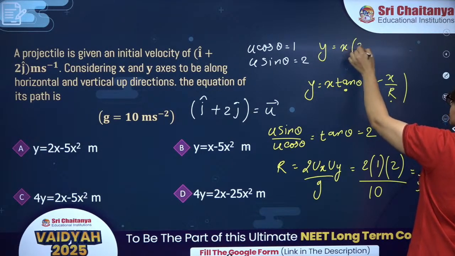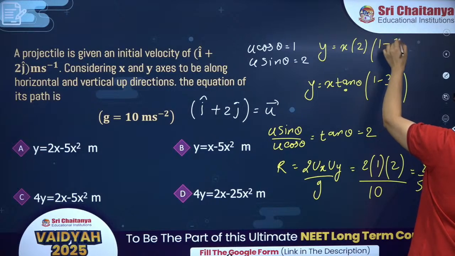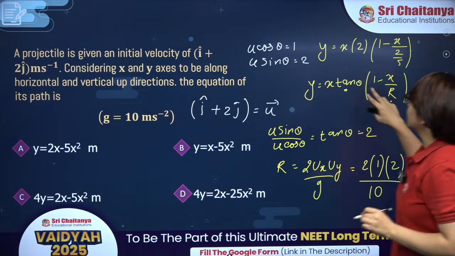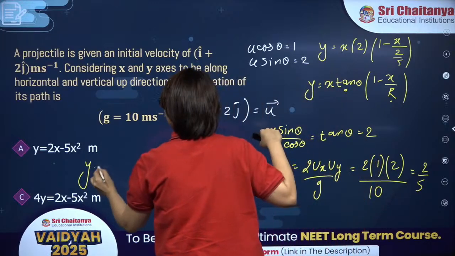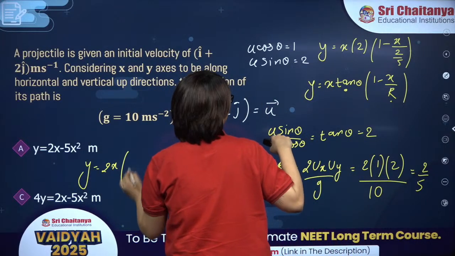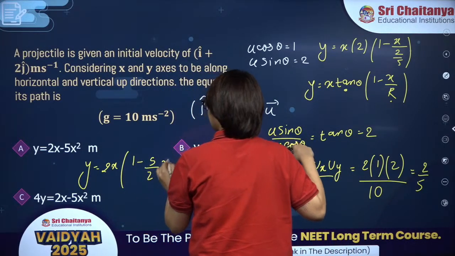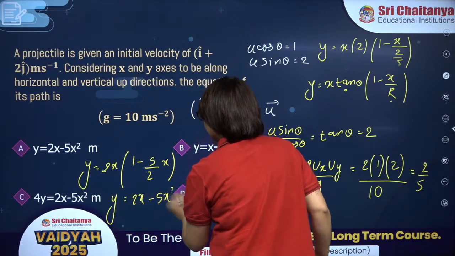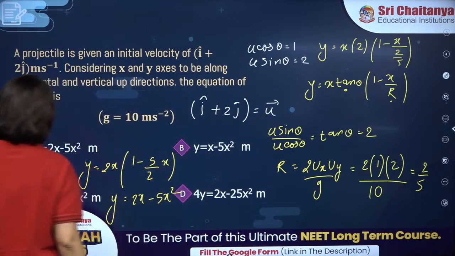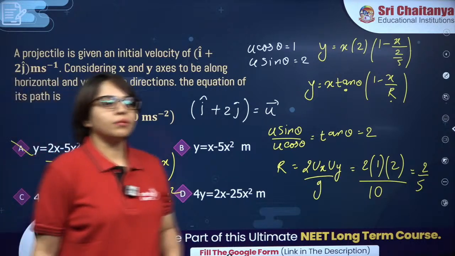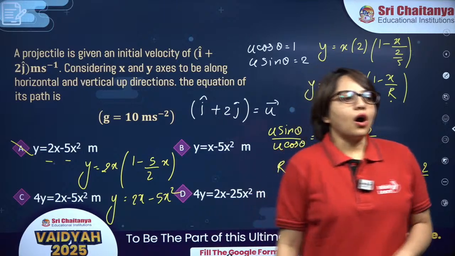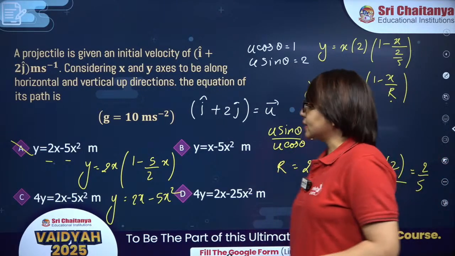X tan theta is 2 into 1 minus x divided by r, where r is 2 by 5 over here. So y will be 2x into 1 minus 5 by 2x. So y will be 2x minus 5x square, which is nothing but option A, right? All right, chaliye. So that is how it can be done.